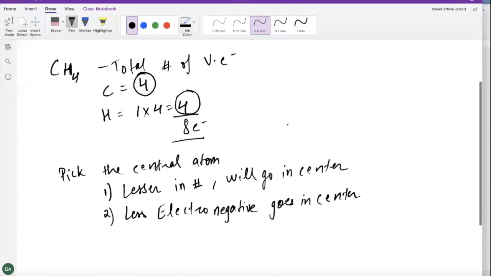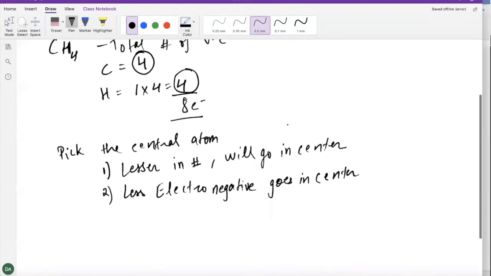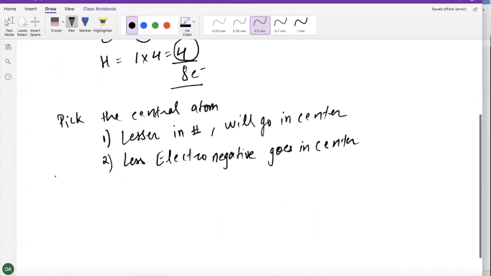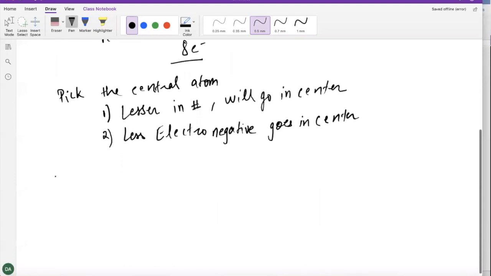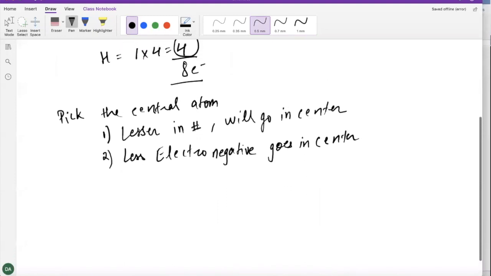Right. Now coming back to our chart. So where we were learning what to do here. So guys, the first rule was that the one which is the lesser number will go in the center, and then if there's a tie, the one which is less electronegative will go in the center. Now this has an exception, guys. Hydrogen always goes outside.